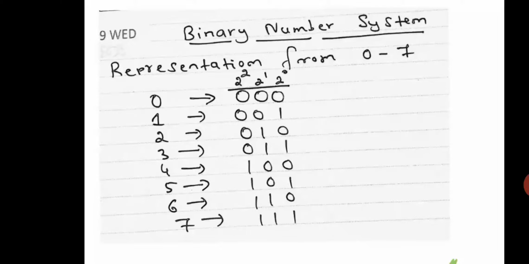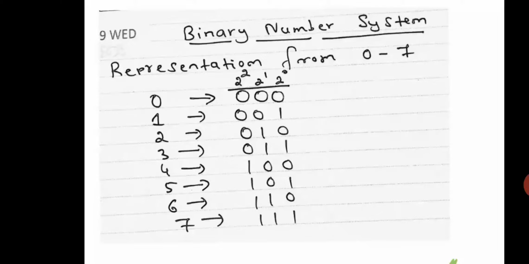How to represent 5? To represent 5, how many ones do you need? You need 2 ones. Why? 2 to the power 2 is 4, so you have to put 1 over there. You don't need 2 to the power 1, and you need 2 to the power 0, 1 into 2 to the power 0. That is nothing but 4 plus 1, which is 101. And 101 in the decimal number system is 5.